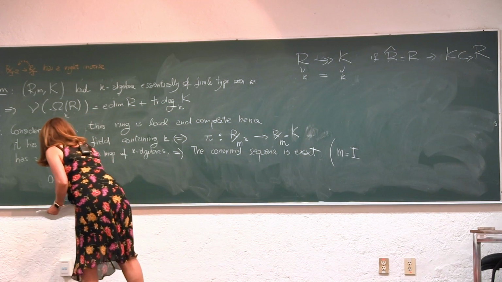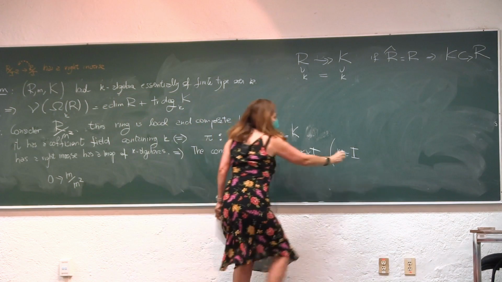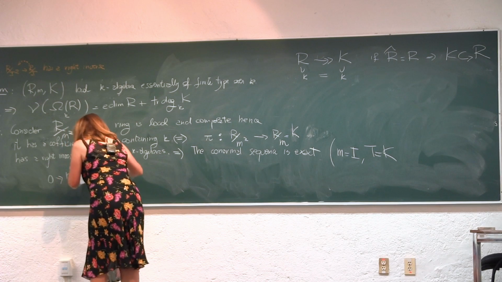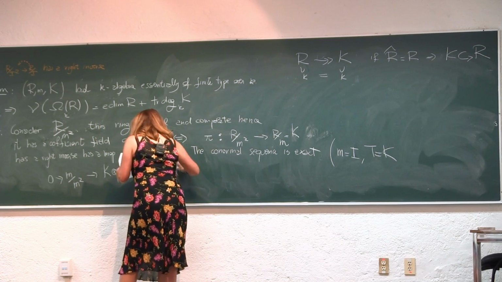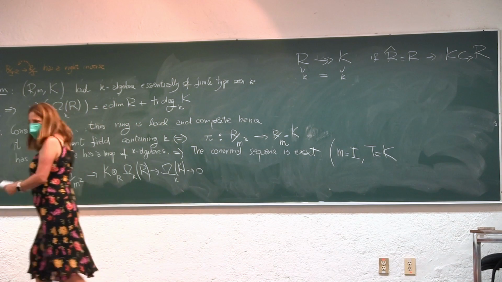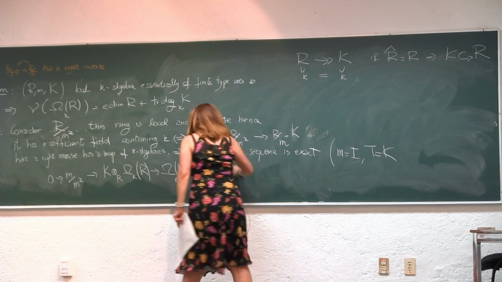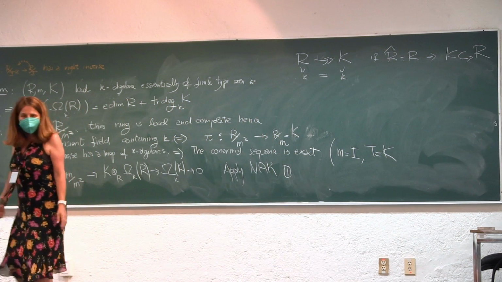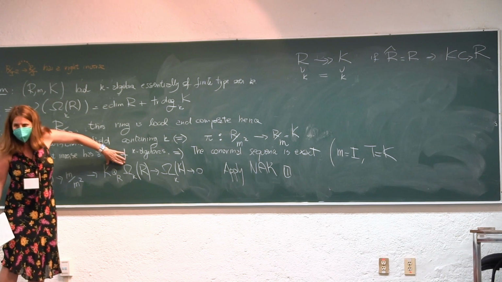Okay? So you have M over M squared, and what we call T is simply big K. So you have this goes into big K tensor over R with omega K of R, and this goes to omega K of small k and goes to 0. Okay? And now, yes? Now apply Nakayama's lemma. Nakayama's lemma gives you the result. The number of generators of the module of differentials is exactly this. That's how you get the number of generators.